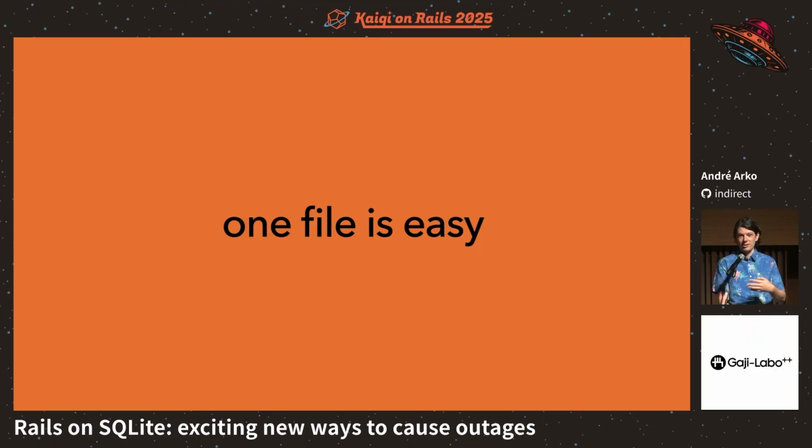All your cache, all your models, all your jobs, they're all just in one single SQLite file, which does make things very easy. You only need to keep track of that one file. You only need to back up that one file, and you know all your model data, your caches, your jobs will be safe.